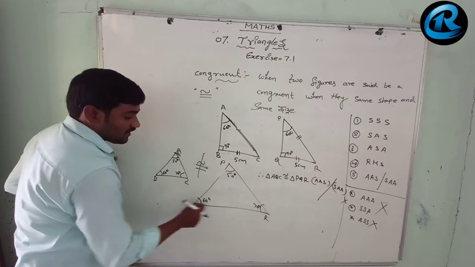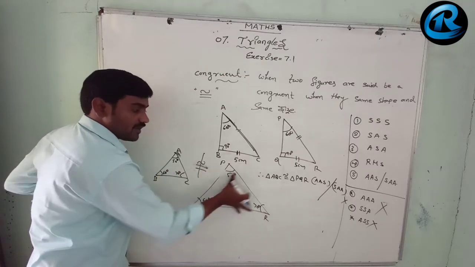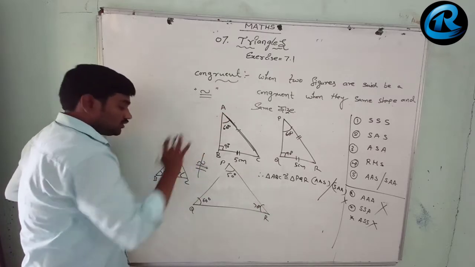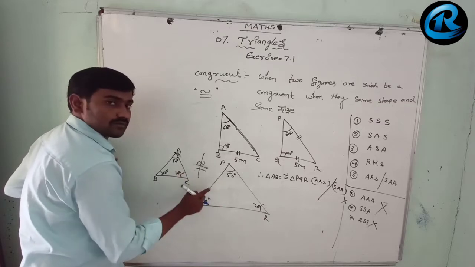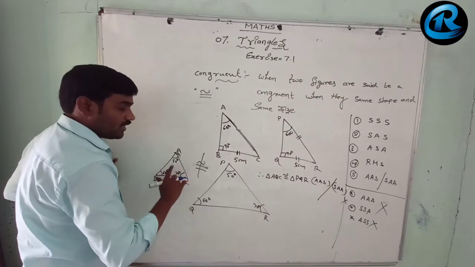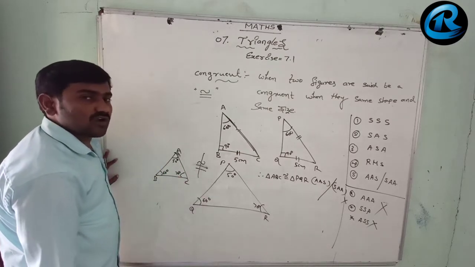But here you see, the angle will decide the shape. The 60 degrees angle may extend till here or till here also. What is the meaning of congruent? They should be in the same size and same shape. Are they in the same size? No. See, they may be in the same shape, but they are not in the same size. So these two are not congruent.